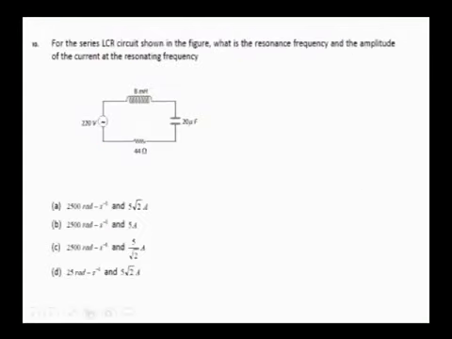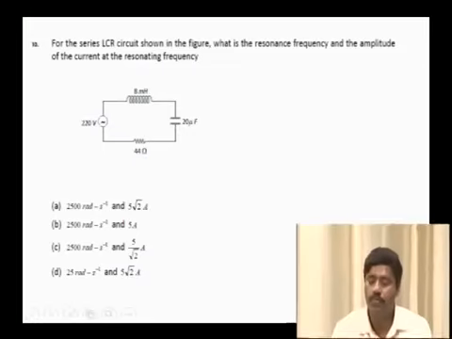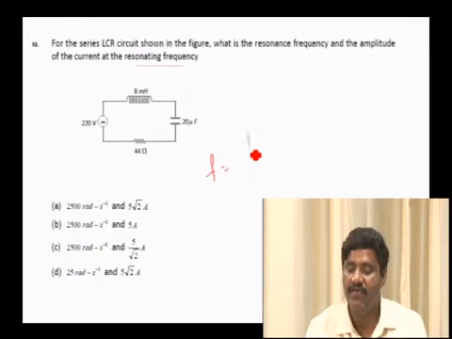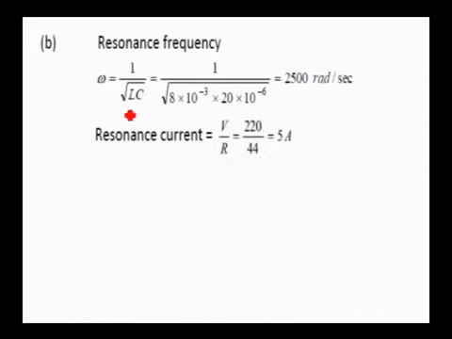There is a series LCR circuit. We have 44 ohm, 8 millihenry, 20 microfarad. What is the resonant frequency and the amplitude? You know resonant frequency is given by a formula f is equal to 1 over 2 pi root of L into C. If you use that, omega is 2 pi f, and finally you get omega actually. This is 2500 radian per second. That means resonance frequency is expressed in terms of omega and it is 2500 radian per second.